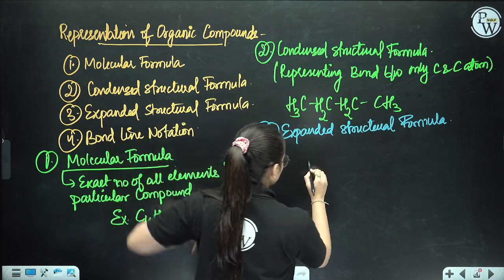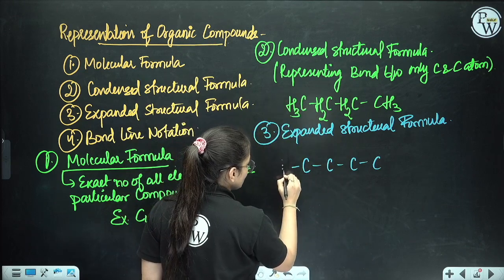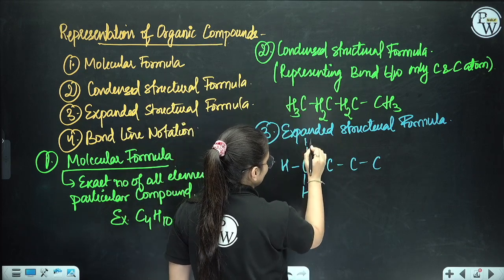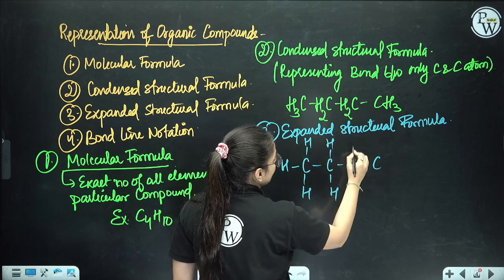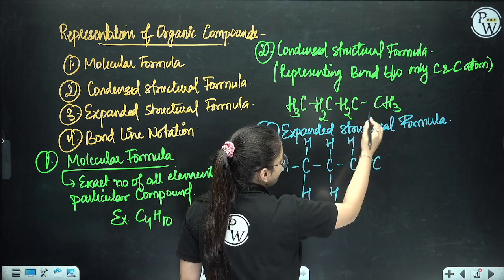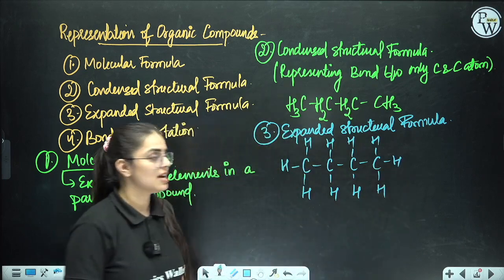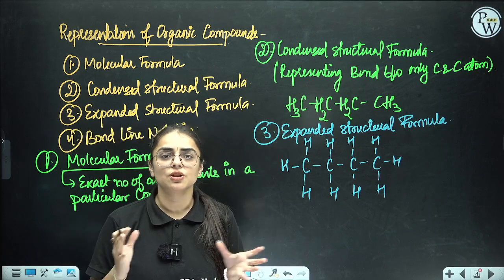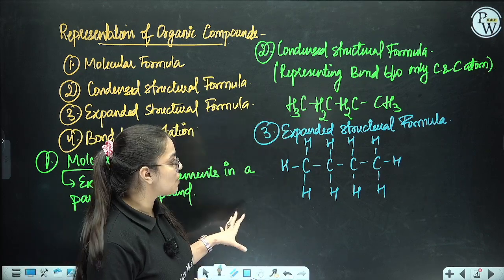Here you have 4 carbons, so represent 4 carbons. Now on this carbon, 3 more hydrogens are attached, so represent 3 like this. There are 2 hydrogens over here, so 1, 1 like this. At this carbon again 2 hydrogens, so 1, 1 like this. At this carbon there are 3 hydrogens attached, so 1, 1, 1 like this. This is the expanded structural formula. Clear with this part, everyone?